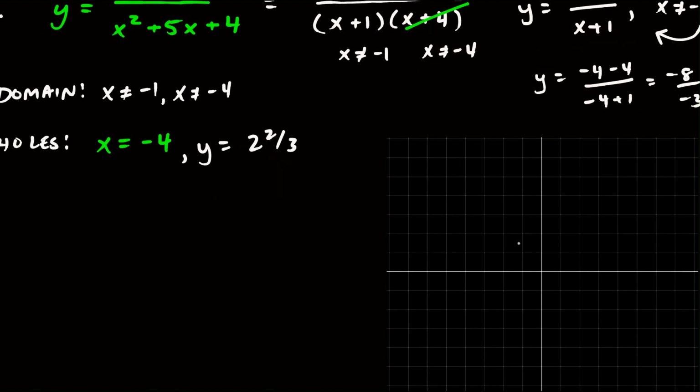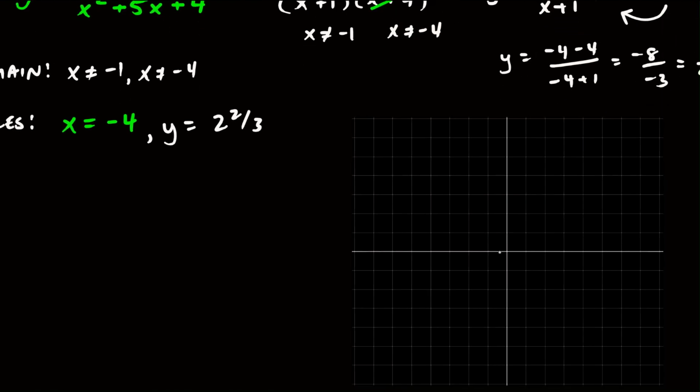Now we can go ahead and put that hole in there to make sure we don't do anything with it. So 1, 2, 3, 4, and we're going to go up 1, 2, and about 2/3, so there should be a hole there.